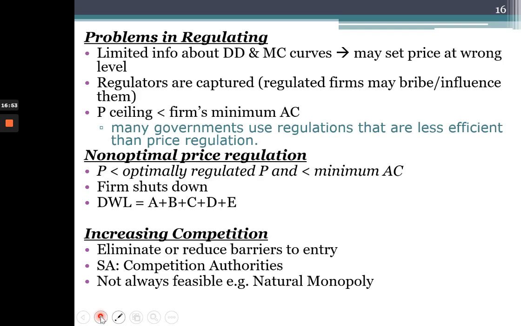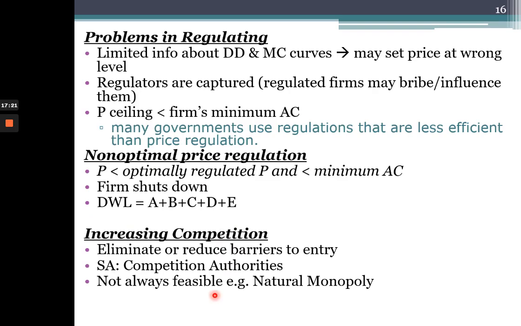There may also be limited information about the particular demand and marginal cost curve. So you may get the price wrong if you're government. And again, if you set that below its minimum average cost curve, below the optimally regulated price, the firm will shut down, and basically your dead weight loss therefore is all your consumer and producer surplus. No firm, which is far worse than any alternative. So it's very important to try to get this right.